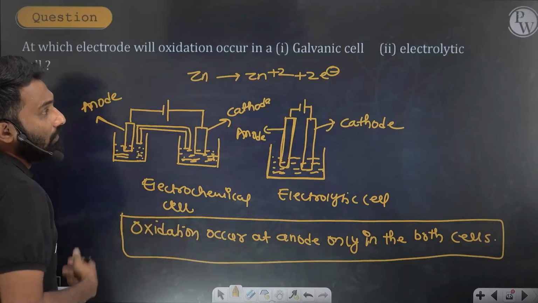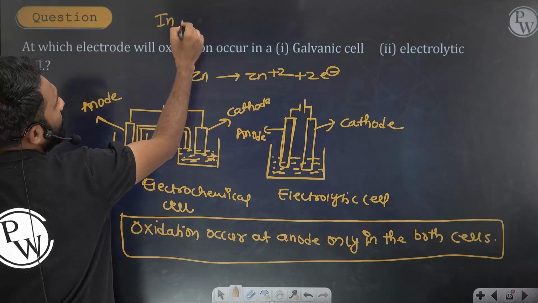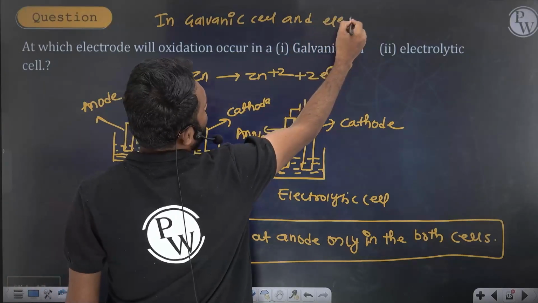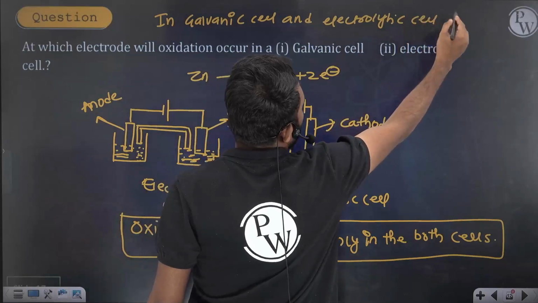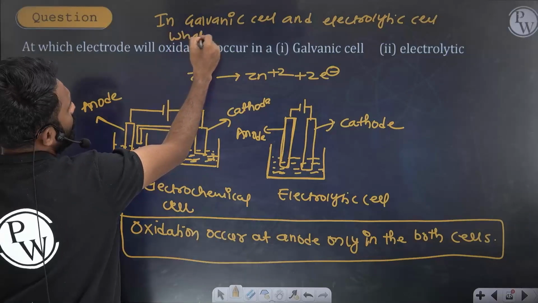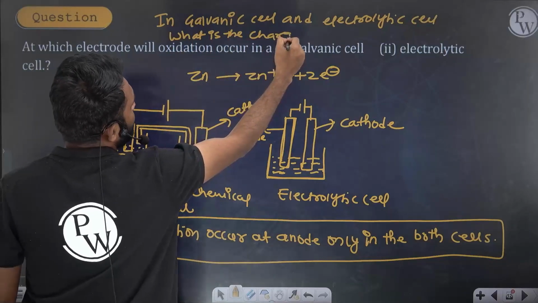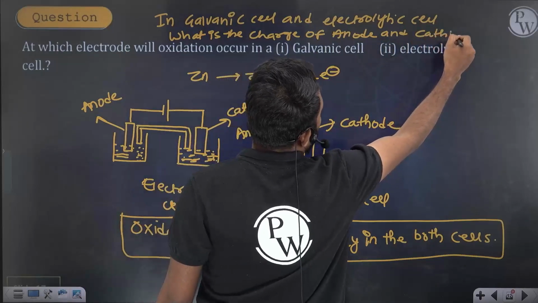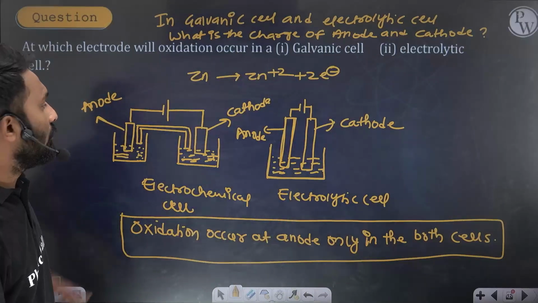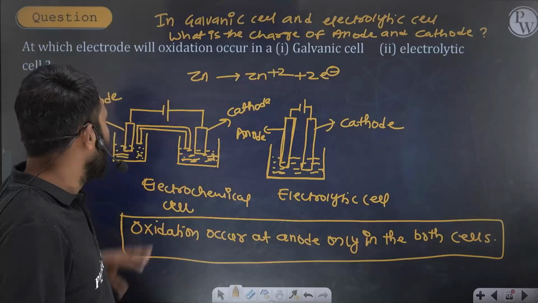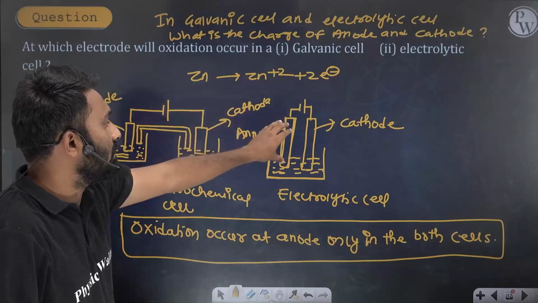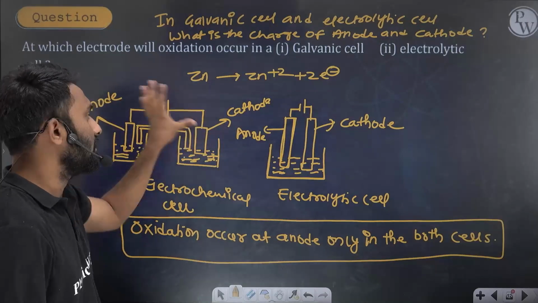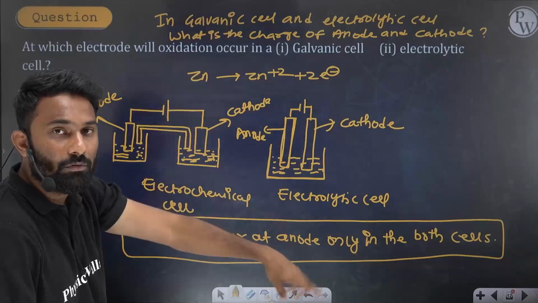My question is: in the galvanic cell and the electrolytic cell, what is the charge of the anode and the cathode? In the galvanic (electrochemical) cell and in the electrolytic cell, what is the charge of the anode, and what is the charge of the cathode? Clear? Comment your answer to this question in the comment box, and I will see it.